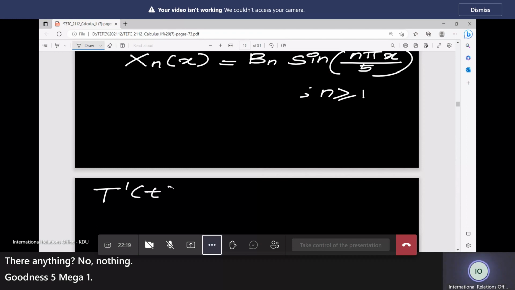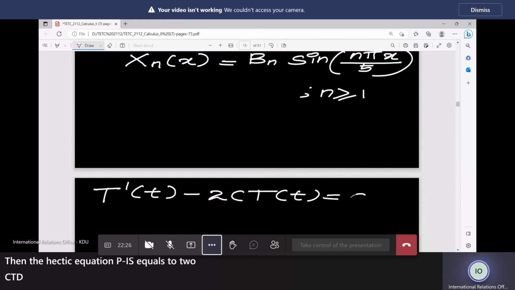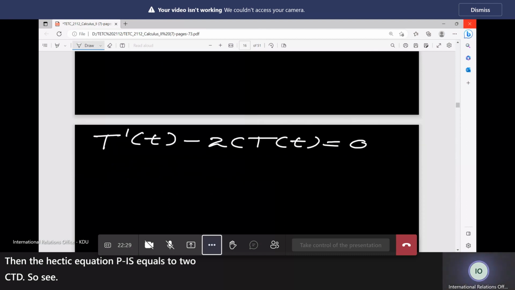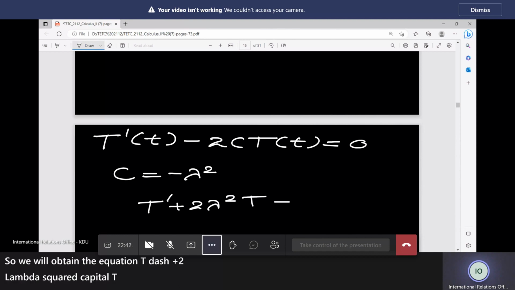Then the next equation. T dash is equal to 2CT. So see, here also we need to consider the separation constant C equals minus lambda squared. So we will obtain the equation T dash plus 2 lambda squared capital T equals 0.